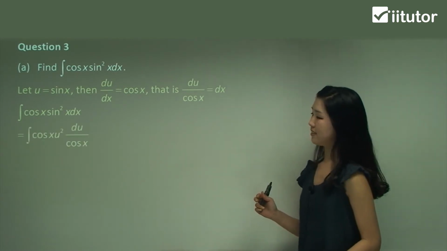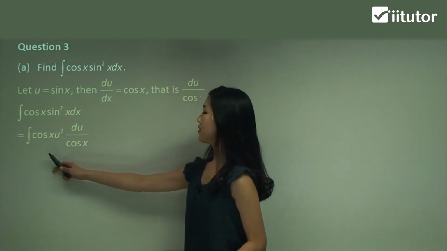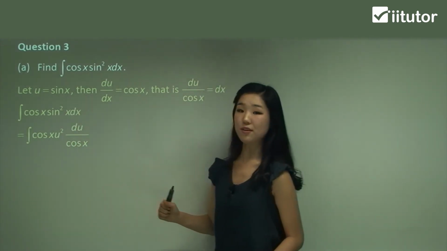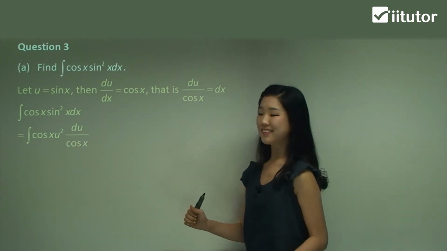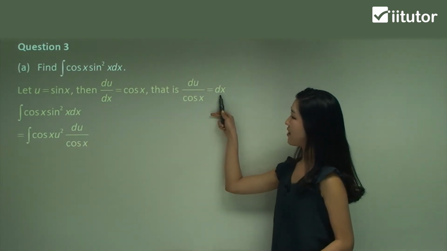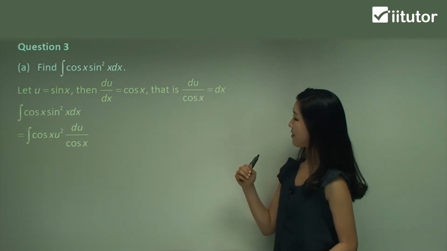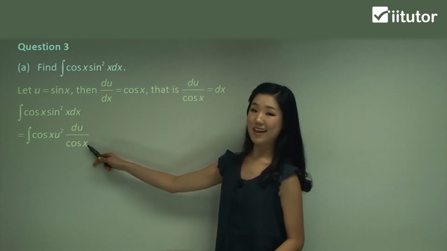And go like this. So cos x, I'll just leave it as it is for now. Sine x squared, remember how sine x, I let that be u. So therefore sine x squared is simply u squared. And then dx, here it is. dx is du over cos x, remember? I made dx the subject. So I'm simply going to put this into my dx like that.